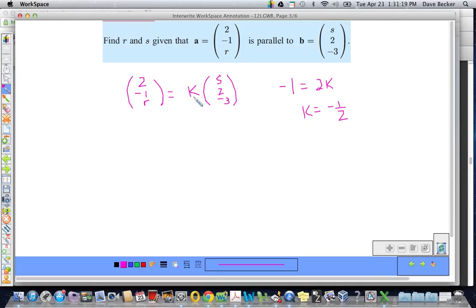Well, if k is equal to -1/2, then 2 equals -1/2 times s, replacing k with -1/2. Dividing by -1/2, -4 would equal s. Okay. What about r? Well, r would equal -1/2 times -3 because r is the corresponding component to -3. So r would equal +3/2. So that is no big deal there.